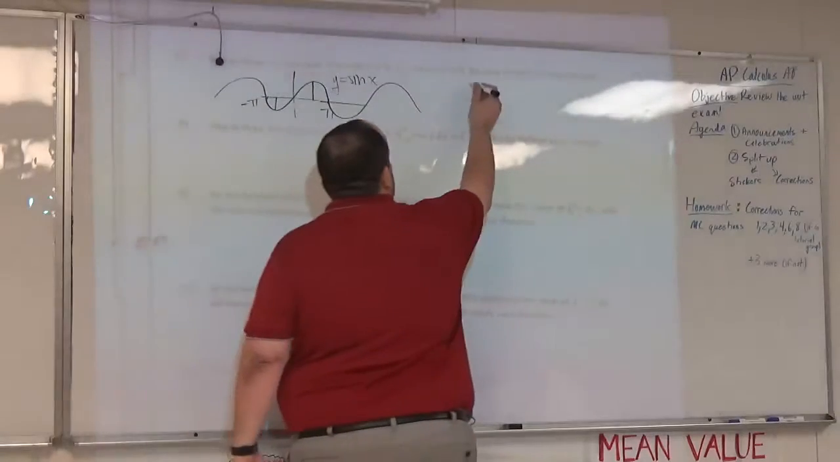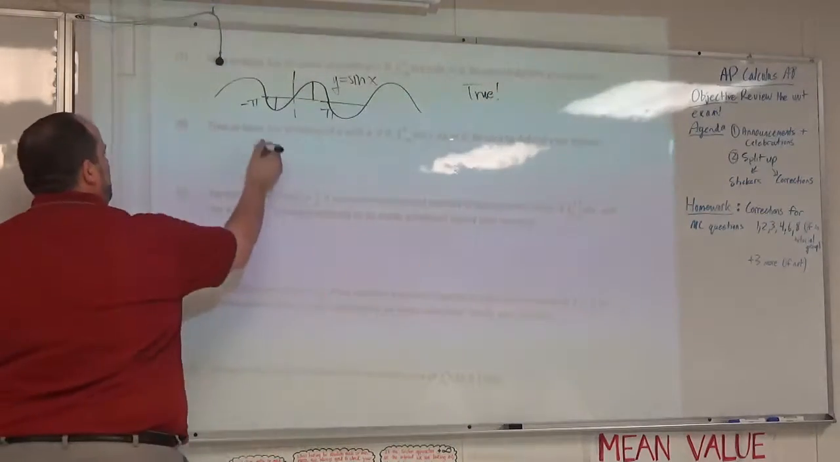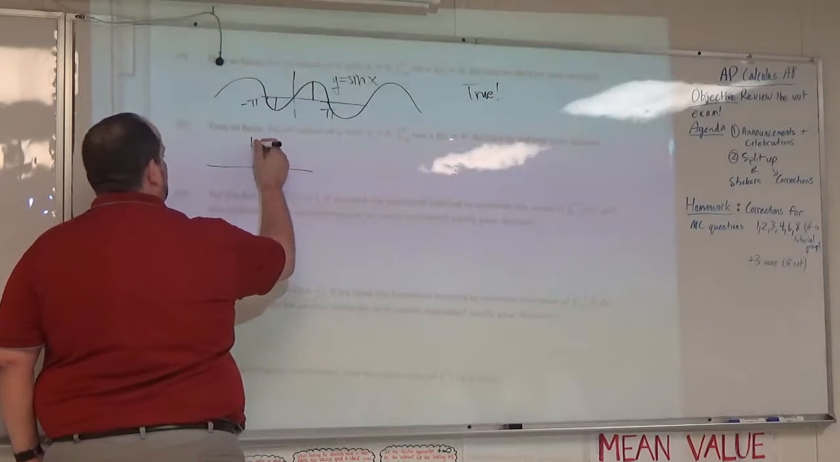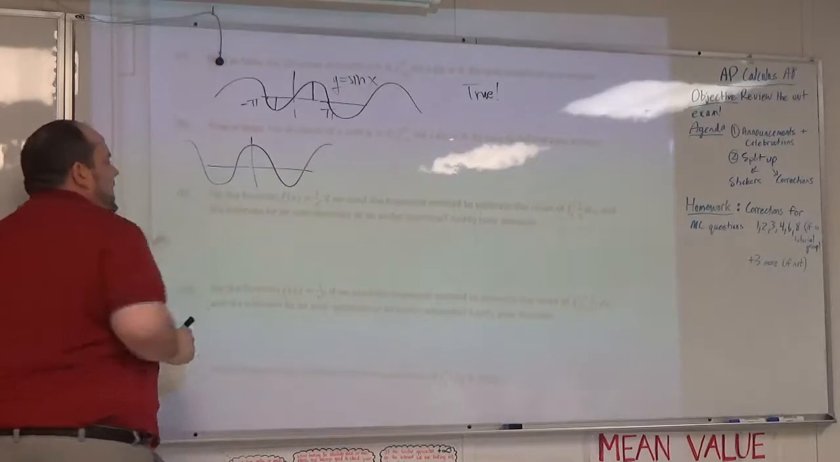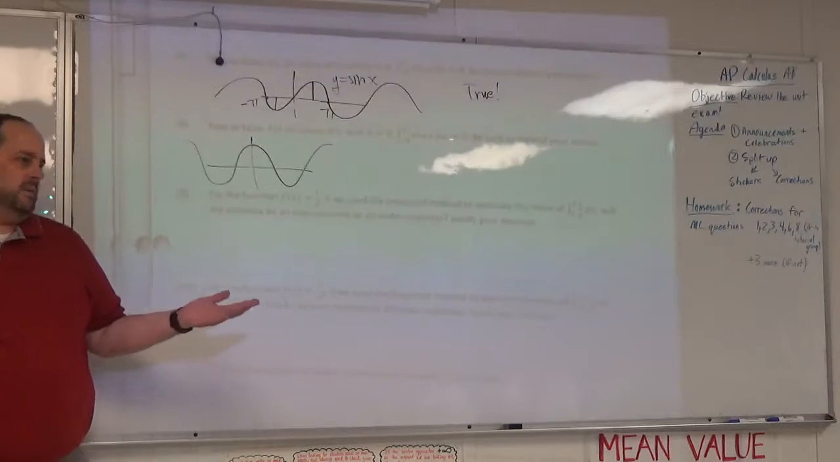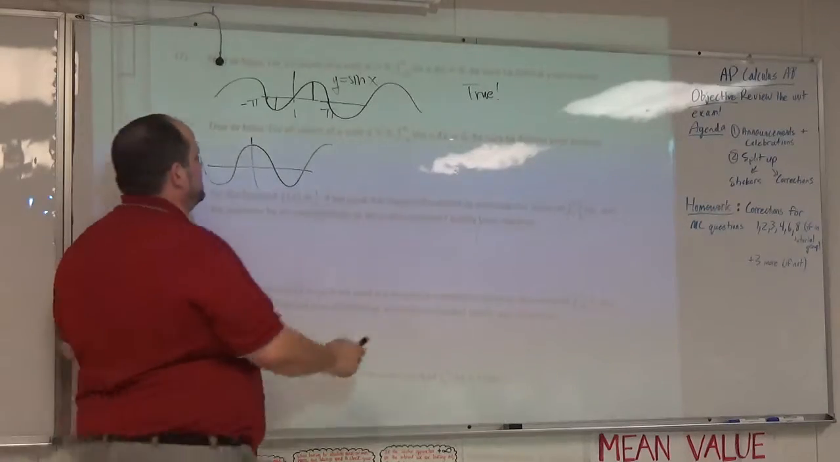So this one is true. I just want to make sure we're thinking about more than just that one example. The cosine of x graph, assuming you've got that sketched correctly, looks something like this. And I think as soon as you sketch it, you know exactly what the answer to this is. This has to be false.